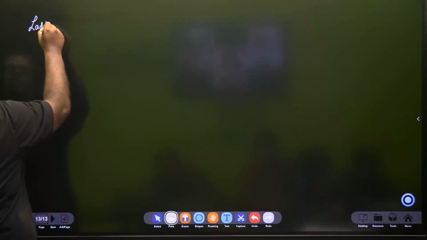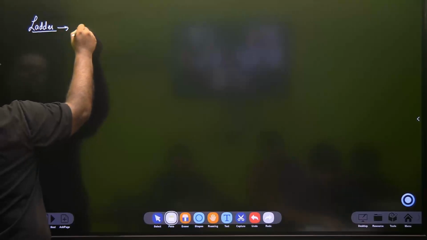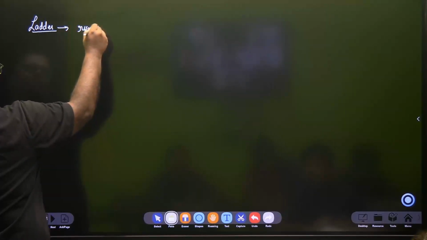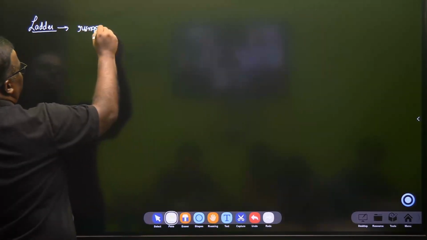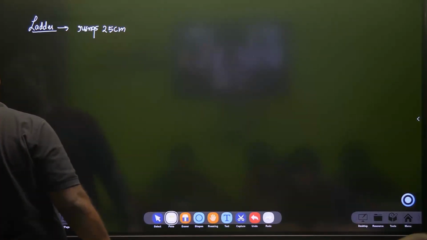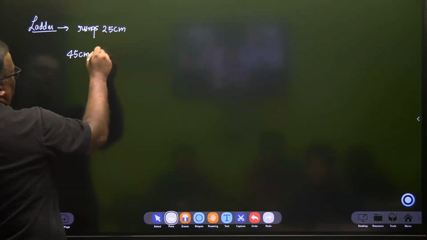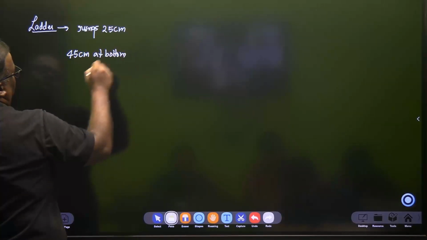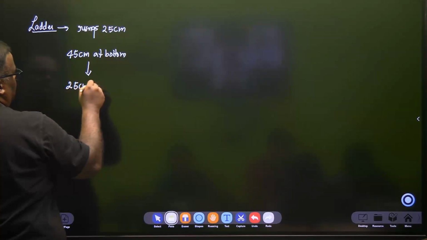So we have a ladder. This is an NCERT problem, and this ladder has rungs. You know rungs? Rungs are the footholds on which you step. The rungs are 25 centimeters apart, and the rungs uniformly decrease in length from 45 centimeters at the bottom to 25 cm at the top.